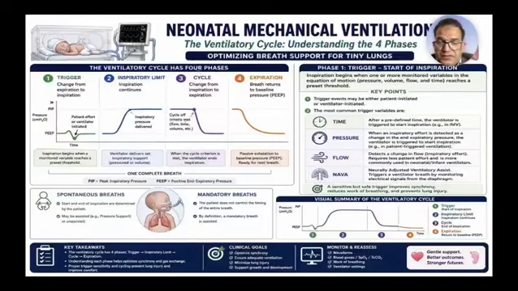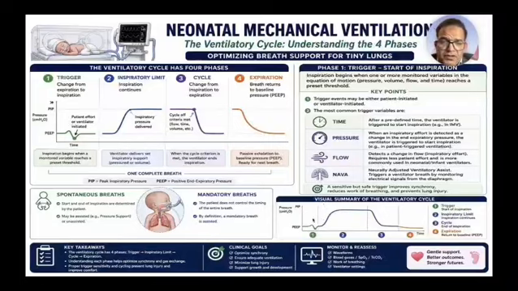And then the third phase will start, changing from inspiration to expiration. Expiration is a passive process, and the curve will reach the baseline, which will be supported only by PEEP.